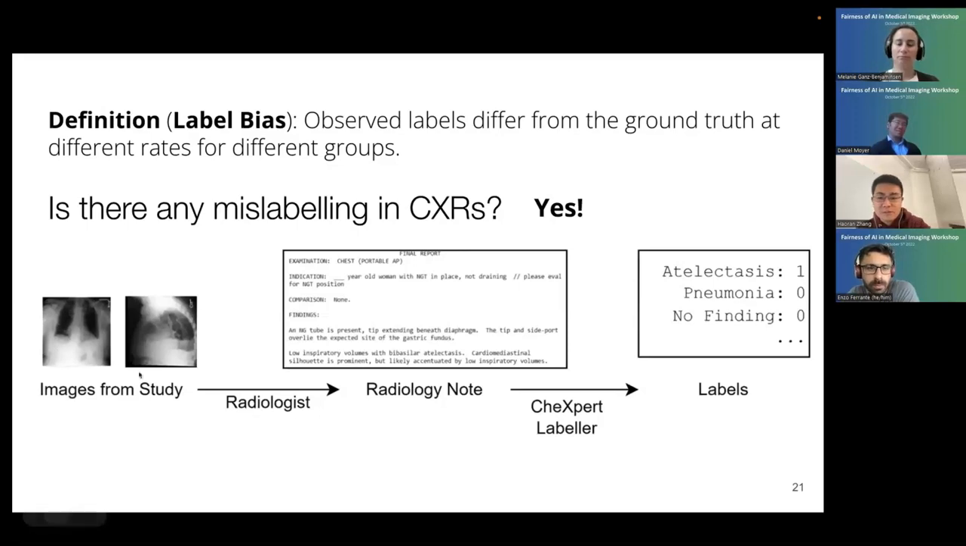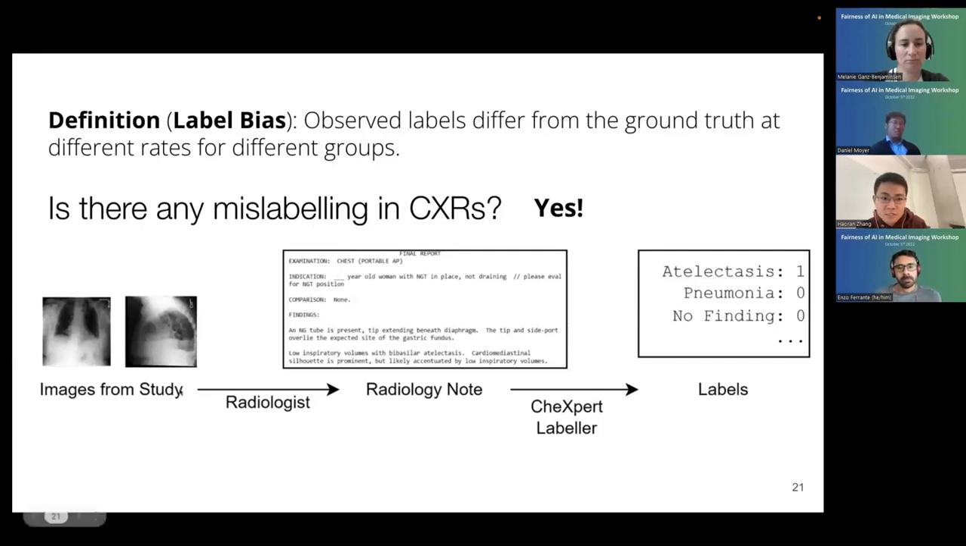Well, first, we have some images taken from a study. We have the radiologist, who looks at the images and writes down a note. And then we have the labels that we use, which come from an NLP-based labeler. This is called the CheXpert labeler, which is used in MIMIC-CXR and CheXpert. It's a rules-based NLP labeler that pulls out these labels from the notes. So there are two different potential places where you would have mislabeling.